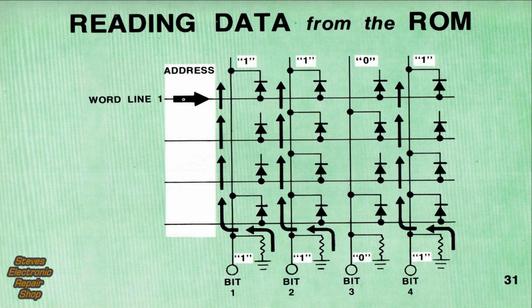Frame 31. Data is read out by simply addressing a word line. This places a high on the addressed line, in this case, word line 1. Now remember, a connection is a 1, and an open is a 0. At the points where the diode is connected, current flows through the bit line resistor, up the bit line and through the diode. The corresponding 1, therefore, appears on the bit line. On the other hand, an open connection doesn't allow current flow, and the corresponding bit line indicates a 0.